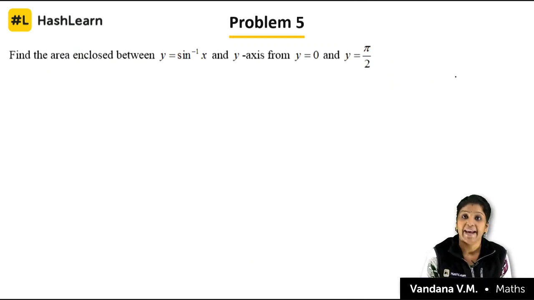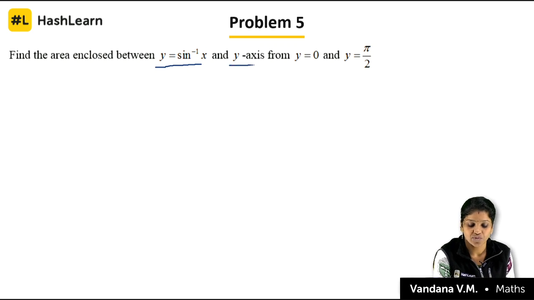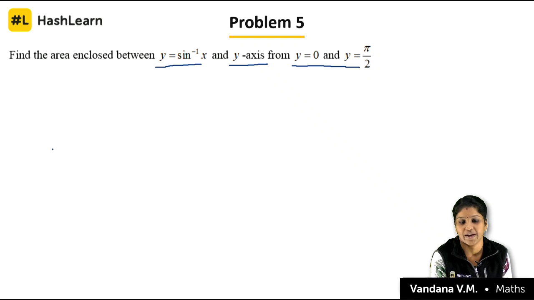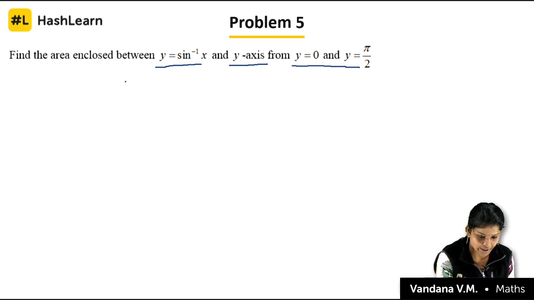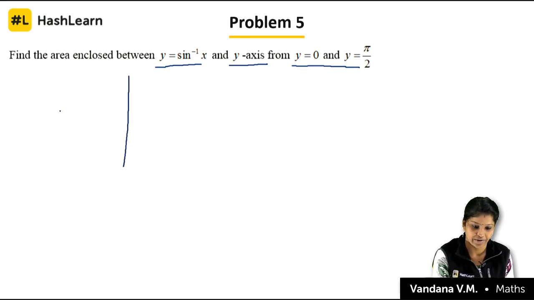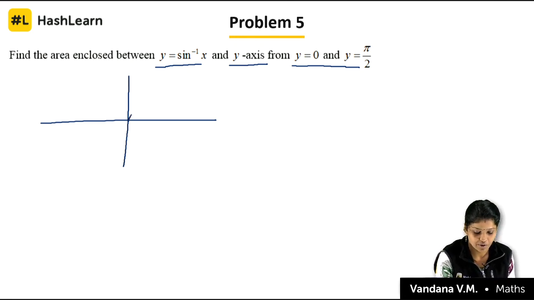Find the area enclosed between y is equal to sine inverse x and the y axis from y is equal to 0 and y is equal to pi by 2. Interesting question. See children, I told you already what the graph of sine x is. Is it clear? Good. What is the graph from 0 to 1? Sine 0 is 0. So, 0 to pi by 2.